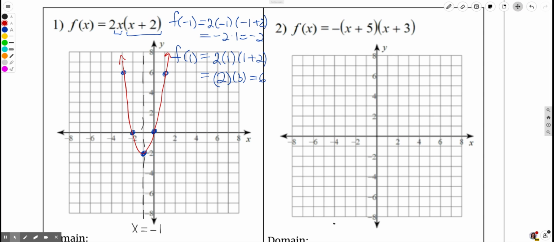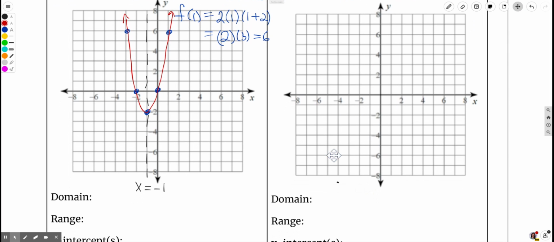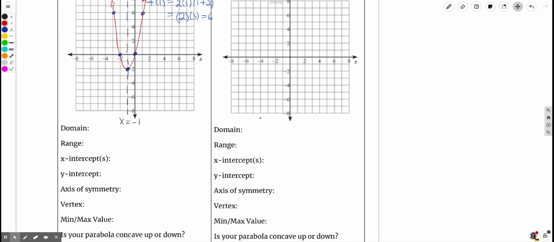Okay. So now that we have this picture, we can answer all of our questions in regards to domain, range, x- and y-intercepts. So let's go ahead and do that. Our domain is going to be all real numbers, and I'm just going to use this fancy symbol so I don't have to write it out. You can totally write it out. The range is going to be all of the y values that are greater than or equal to -2.